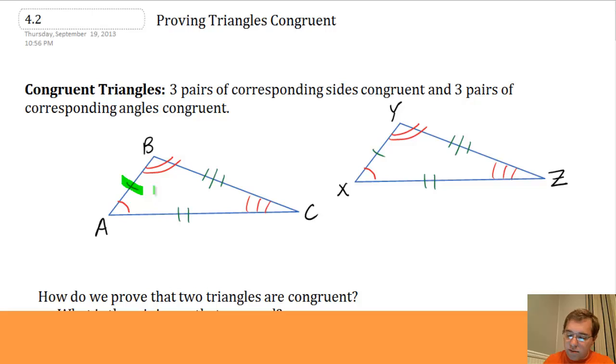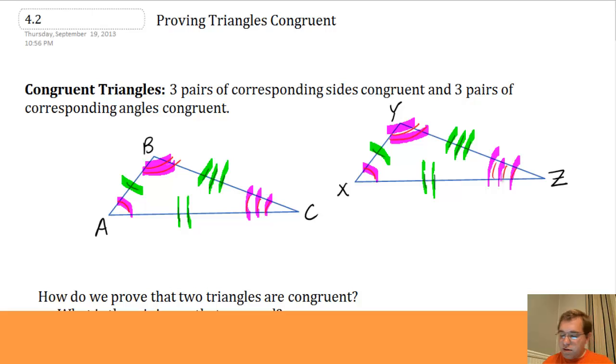Here's one pair that I've marked with one dash. The second pair I've marked with two dashes. And a third pair I've marked with three dashes. That's showing that I have three pairs of corresponding sides congruent. I also have three pairs of corresponding angles congruent, and I've marked those with one arc, two arcs, and three arcs. So I have three pairs of corresponding angles congruent.